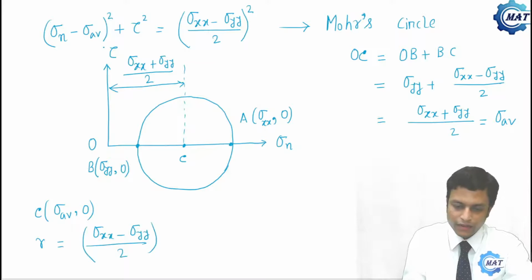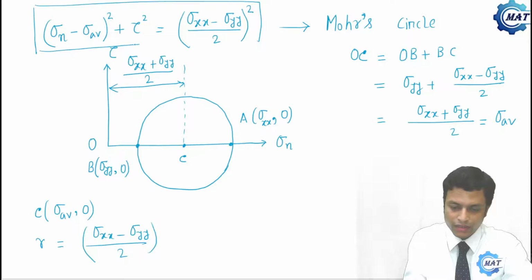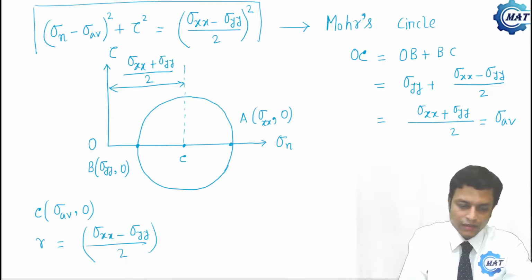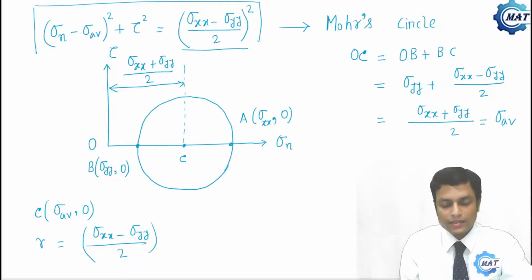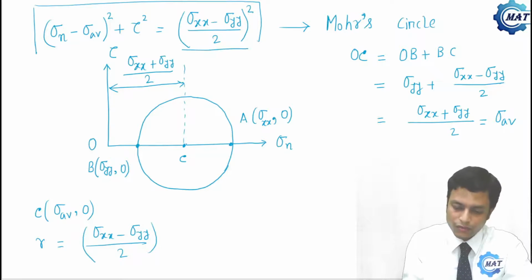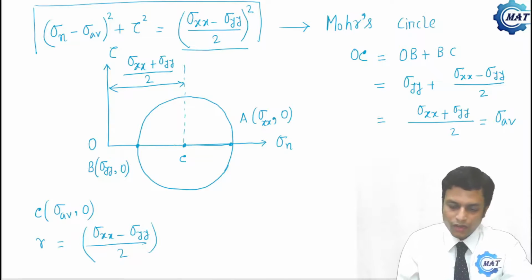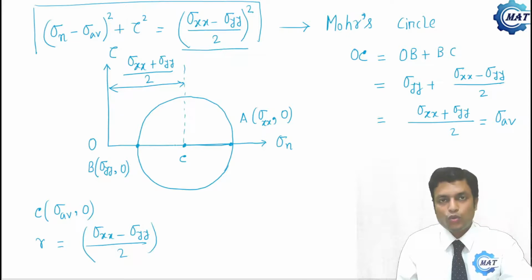In that equation, that is equation 3, the equation of the Mohr circle, this term is the R square. So R is nothing but (sigma XX minus sigma YY) by 2, that is CA or BC. Now the question is that we have drawn the Mohr circle.